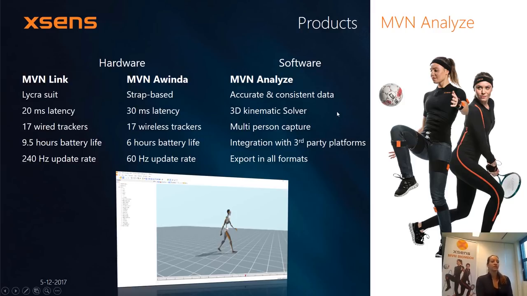Also a new feature in the new software is a 3D kinematic solver. So when you've performed your recordings, you can open your recording in MVN Analyze, and you can perform a reprocess, raising the data quality even further. Multi-person motion capture is obviously still possible in the systems. So we have partnerships with third-party platforms, and with the software you can export your motion capture data in a lot of different formats. For example, we have MVNX and we have BVH. And a lot of other things to provide in all the different applications that our customers have.